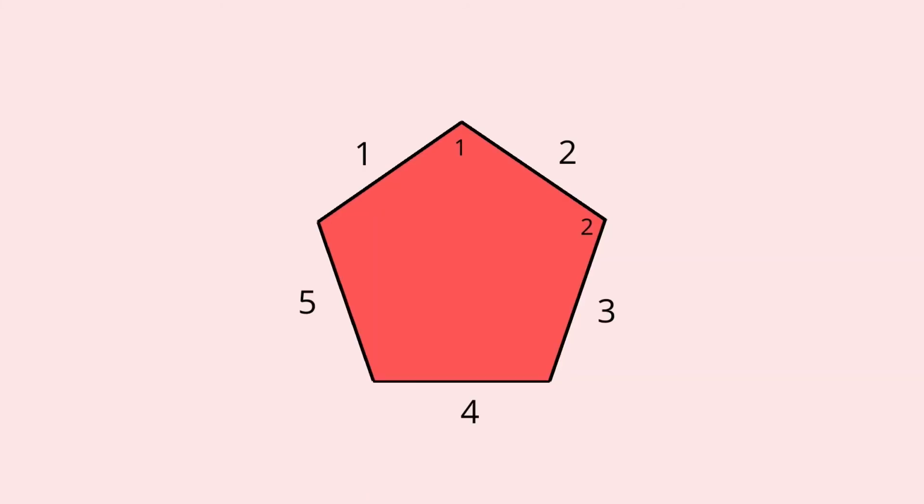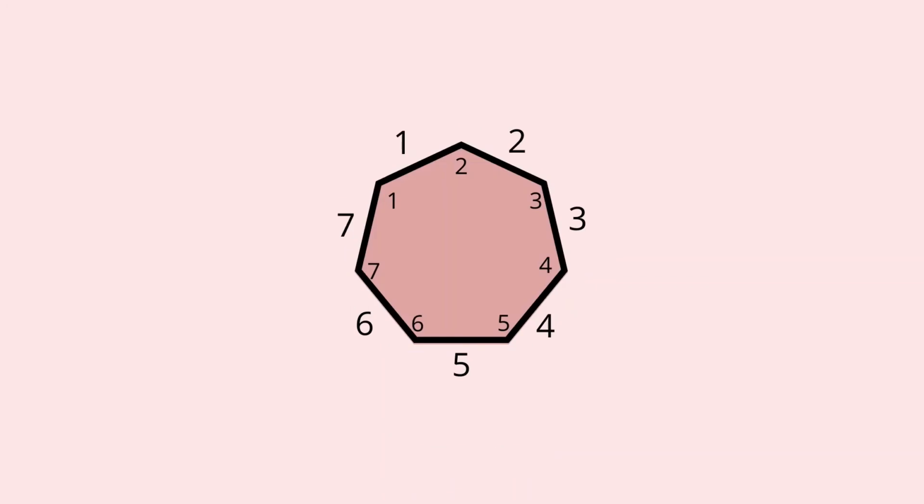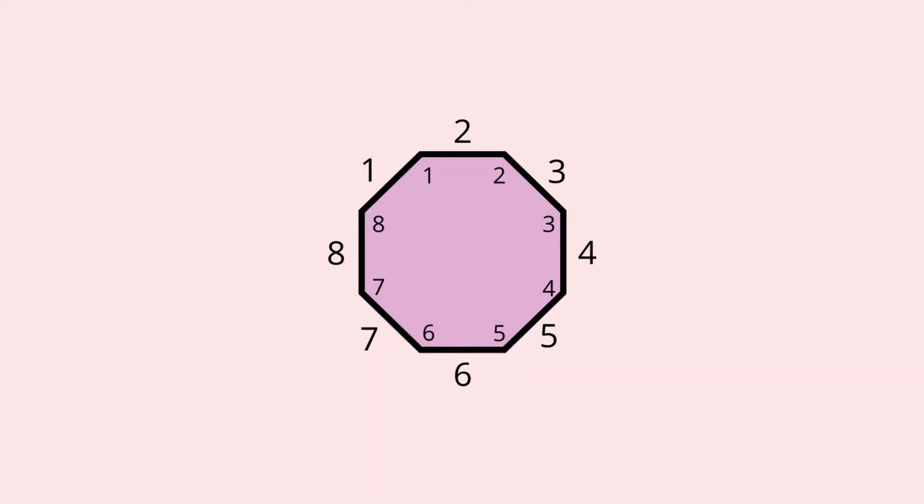A 2D shape that has five sides and five angles is a pentagon. This list can also go on. A 2D shape with six sides and six angles is called a hexagon. A 2D shape with seven sides and seven angles is called a heptagon. And a 2D shape with eight sides and eight angles is called an octagon.